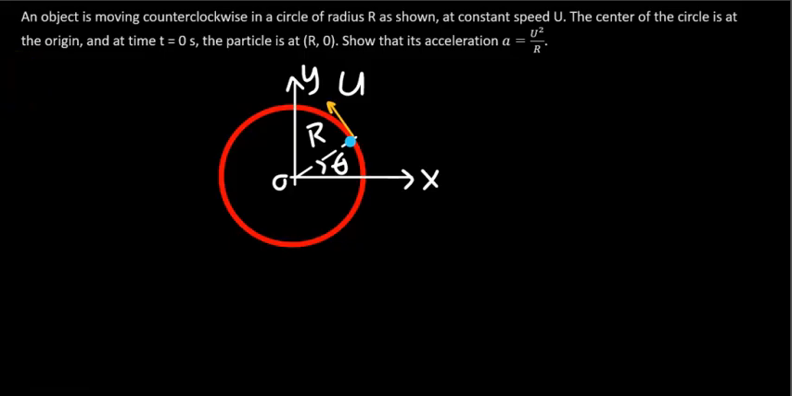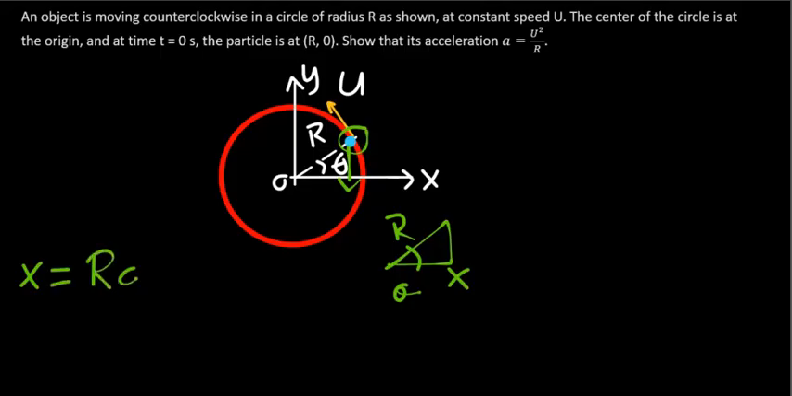So let's begin with the coordinates. This object at that location would have an x coordinate and a y coordinate. Now let's determine the x coordinate. The x coordinate is a projection of that radius at that point. And since we have a triangle like that, this is r, this is theta, and this is x. So you see x is r cosine theta.